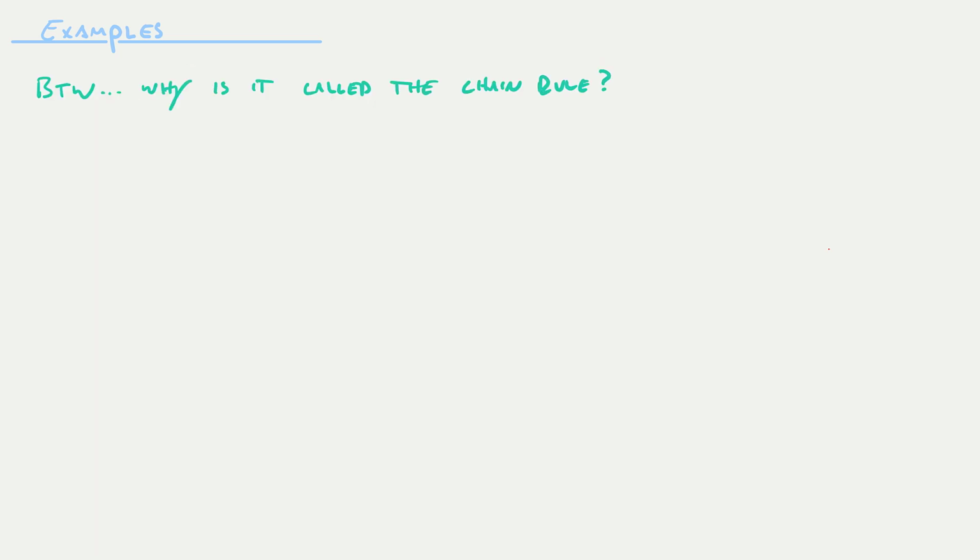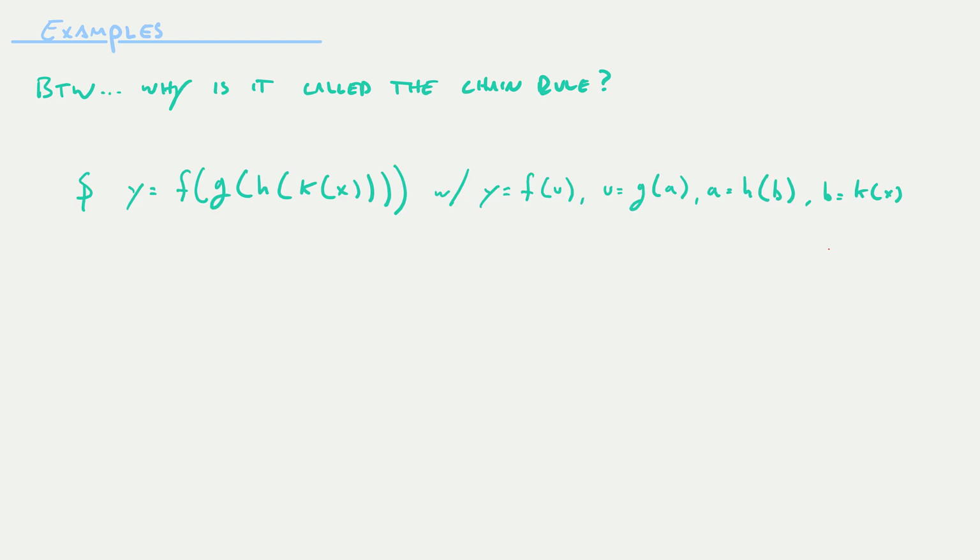And I want to finish here with why this thing is even called the chain rule to begin with. Well, if you have a super composite function, like f of g of h of k of x, and the inner function is k, so I'm going to call that b. We're going to call h of b, a. We're going to call g of a, u, so that y can be f of u. Each function is called something different. And we've linked them all together, right?